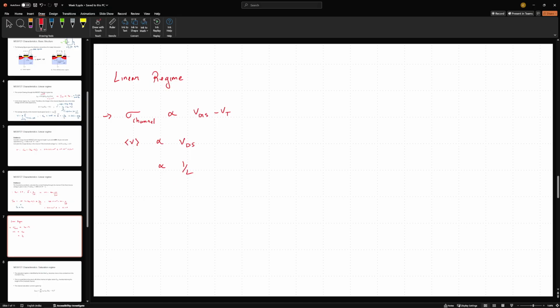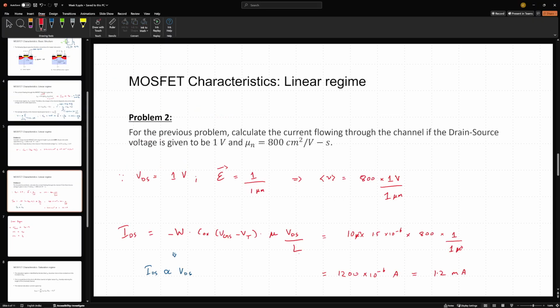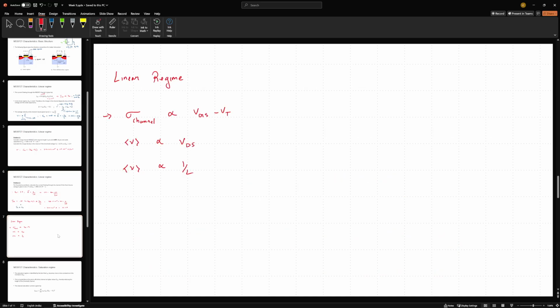From this we can also see more notions. The longer the channel becomes, the smaller the current, so I'll write that here. IDS is proportional to VGS minus VT, and of course IDS is proportional to VDS. This is the reason why we call it the linear regime. And one more curious factoid is that this is inversely proportional to the length. The greater the length becomes, the lower the current will be, for the same VDS.